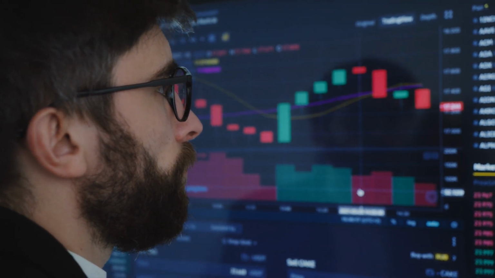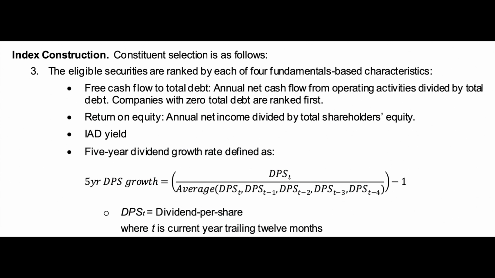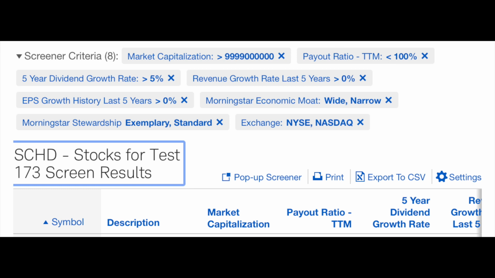It's a portfolio I constructed using 4 factors, building on SCHD's stock selection process and applied to a set of quality dividend growth stocks. The process started with generating a universe of dividend growth stocks that I would apply these 4 factors to. I used the stock screener in my Schwab brokerage account to generate this universe of stocks based on 8 metrics. The metrics are a market cap of at least $10 billion, a payout ratio below 100%, a 5-year dividend growth rate of more than 5%, a positive 5-year revenue growth rate, a positive 5-year earnings growth rate, a wide or narrow economic moat, an exemplary or standard Morningstar management rating, and the stock must trade either on the New York Stock Exchange or the Nasdaq.